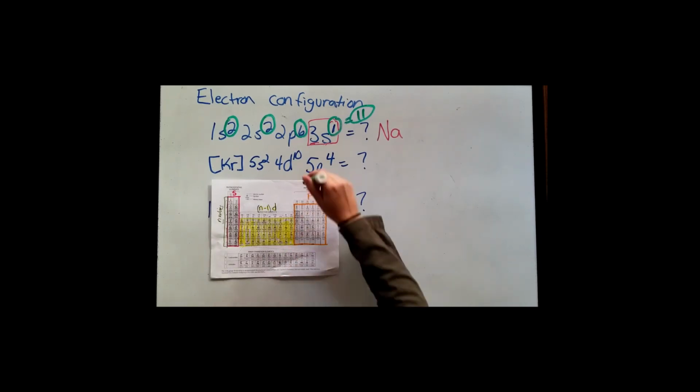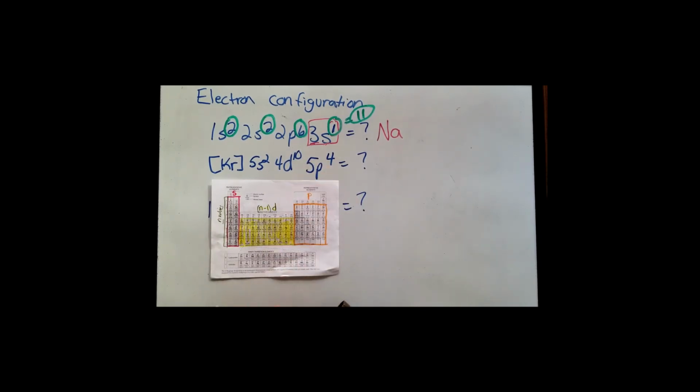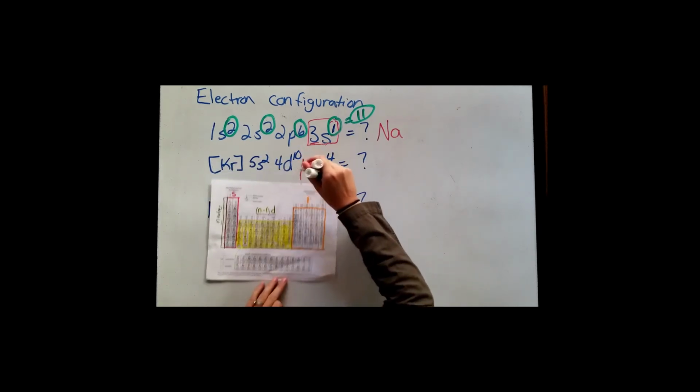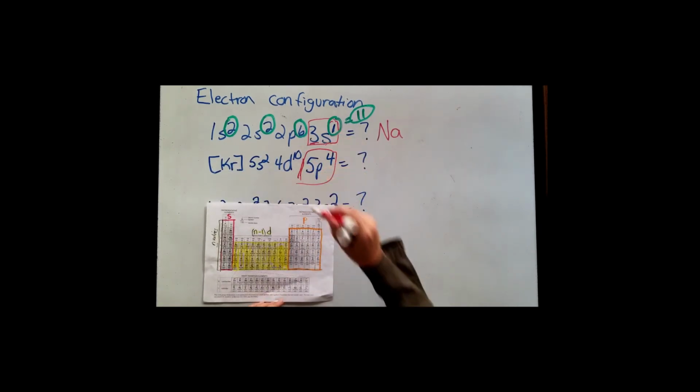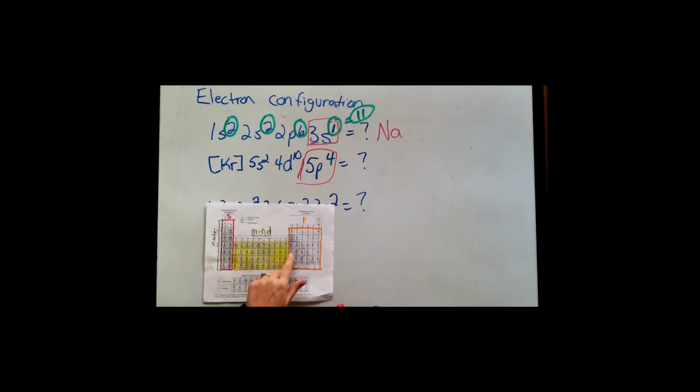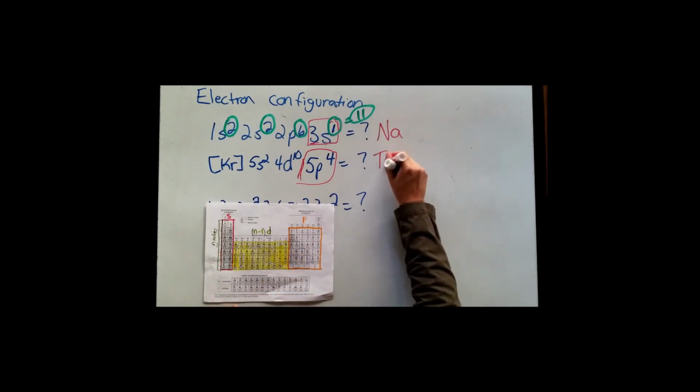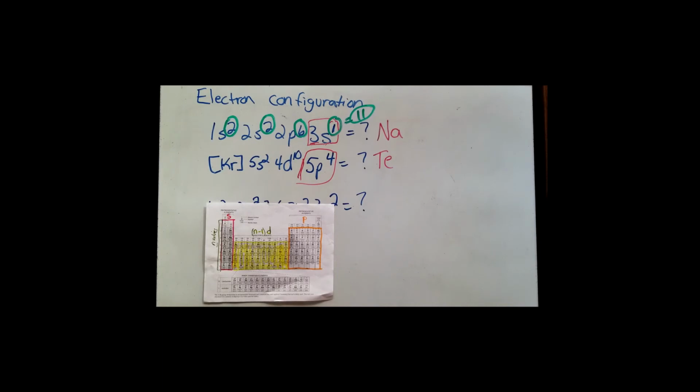So remember, this is the only piece of information you really need, this last piece here. 5p4. So period 5, p block, and the fourth one in. 1, 2, 3, 4. Te. Tellurium is the answer for that one.